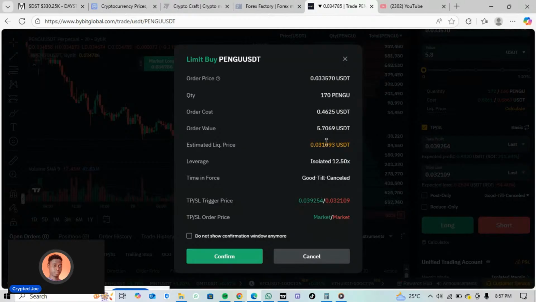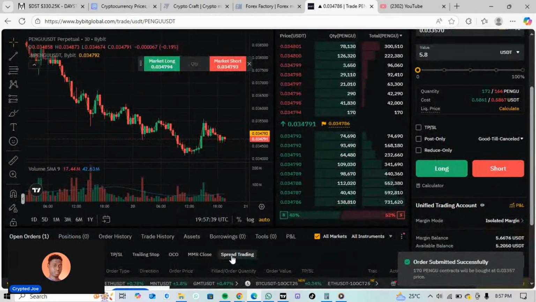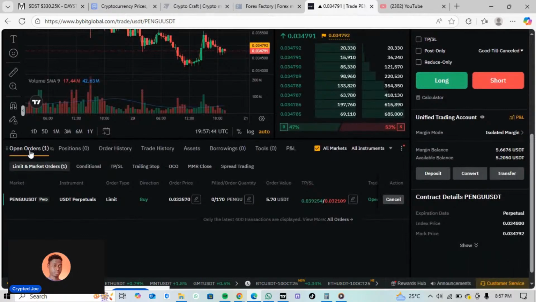So once you are done checking the stop loss being higher than the liquidation in a long trade, then you click on confirm and your trade will be in the order section. Once the value of the coin comes to that particular level in value, this trade will move to the position area. That means your trade is active.